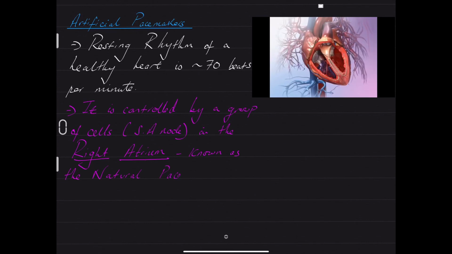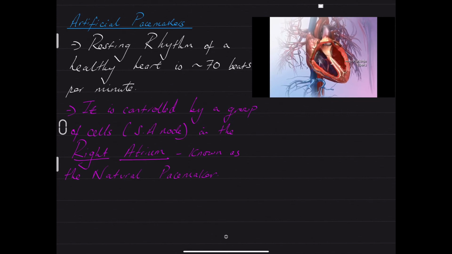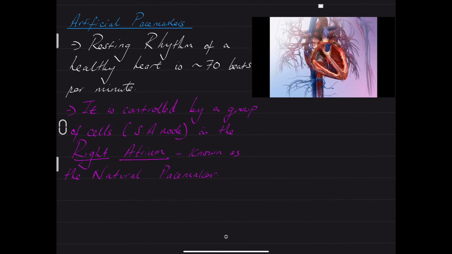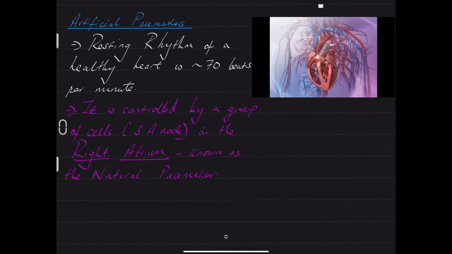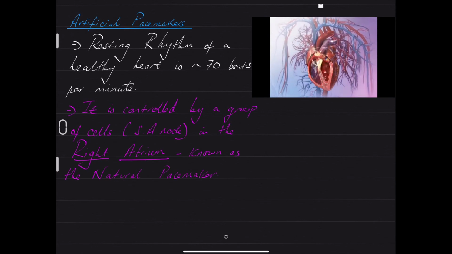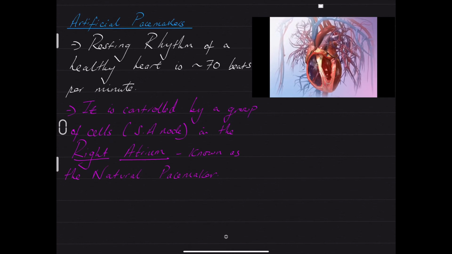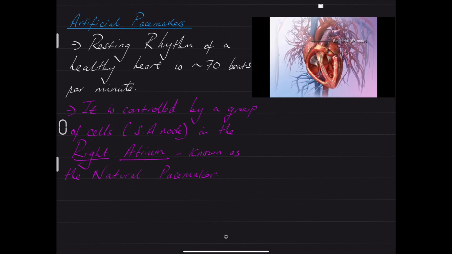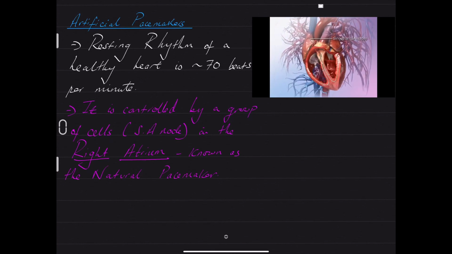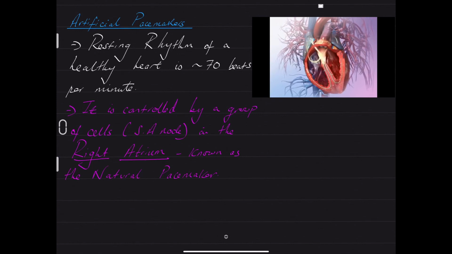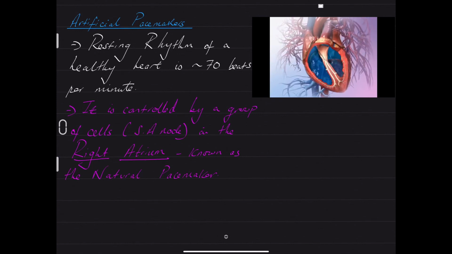And from this region, the electrical impulses are going to generate and go from the atriums down to the ventricles. And as you can see, as the electrical impulses travel across, the atriums contract. As they travel down, the ventricles contract.